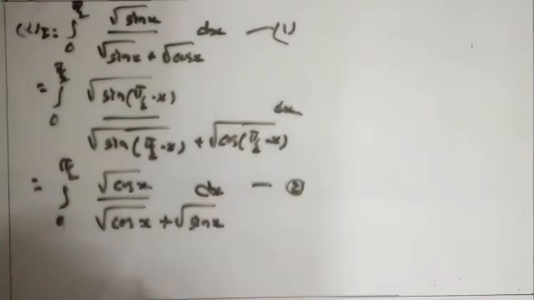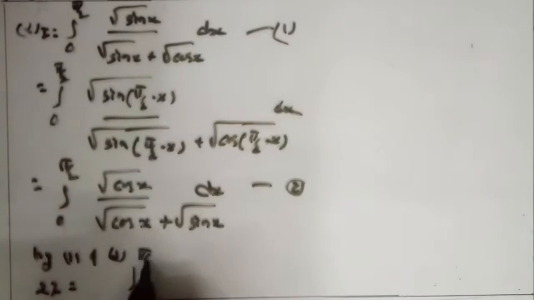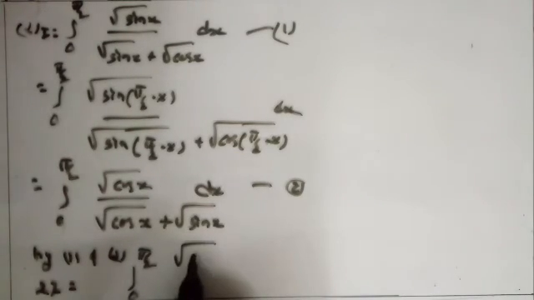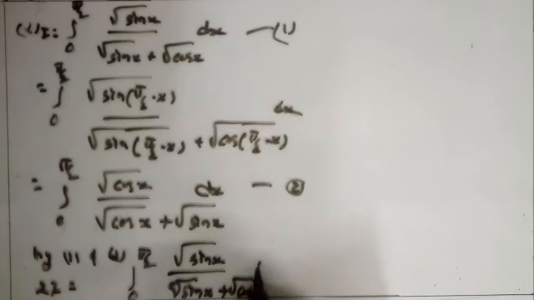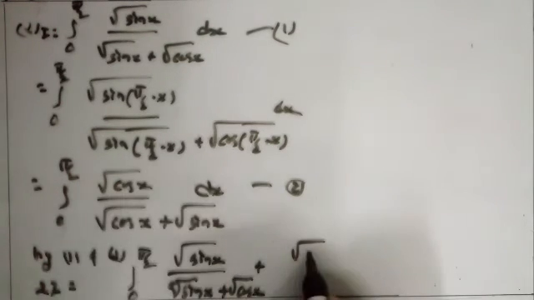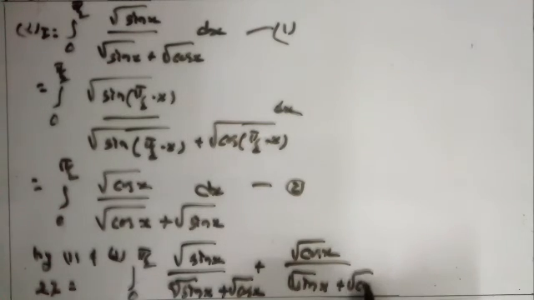Now take the addition of 1 and 2. 2I becomes I plus I, which is 2I. So 0 to pi by 2, taking it outside, we get root of sin x upon root of sin x plus cos x, plus root of cos x upon root of sin x plus cos x. Clear?